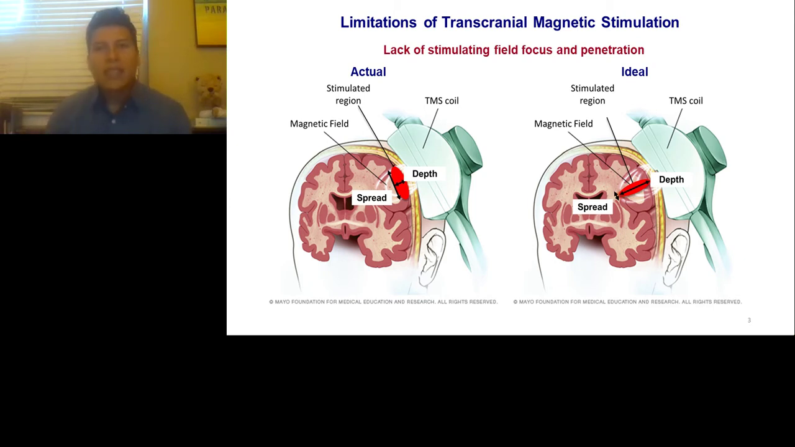And so more precisely, what we want to do is to increase the precision of targeting of TMS. And this, of course, to enable the development of better TMS therapies and increase the resolution of neuroscience experiments that use TMS.